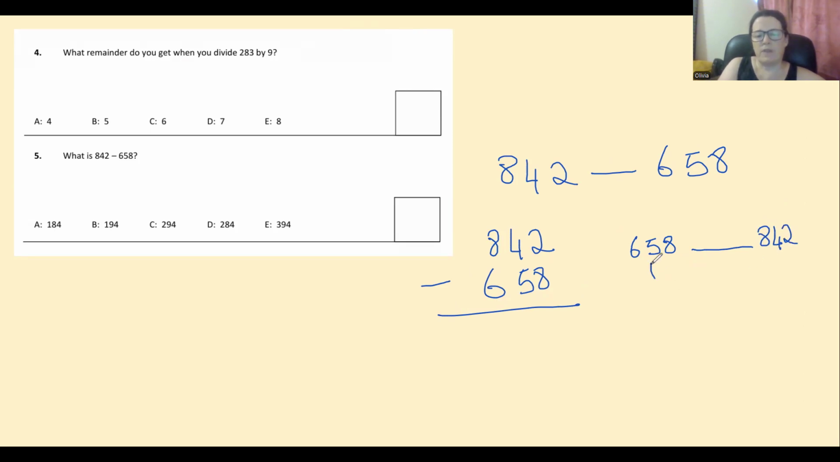Well, 658, let's bring it up to 700. And the difference between 658 and 700 is 42. The difference between 700 and 842 is 142. Add these together, I've got 184, which you would get if you subtracted this from this. So do we have 184 here? Yes, absolutely.